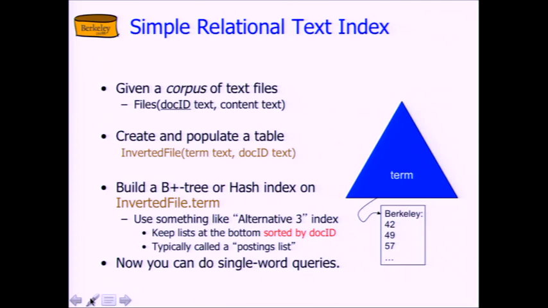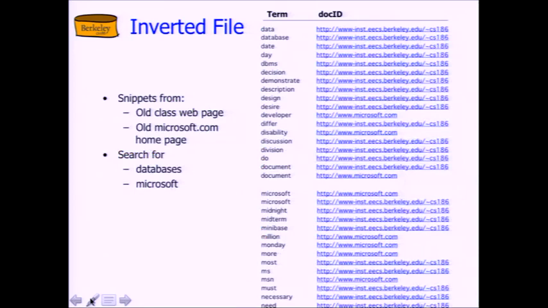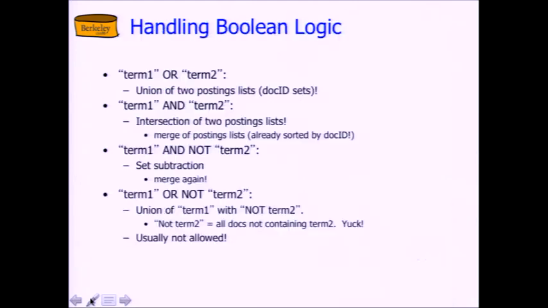And with this data structure and that schema, you now can do single word queries. You can look up Berkeley. That's how you find all the documents that contain Berkeley. So that's easy. And it's not really worth showing this, but here's an example of an inverted file taking text off of an old class web page, an old Microsoft.com homepage. You can look up databases, which you would stem to database, and you would find something. You can look up Microsoft, et cetera. So this is totally straightforward.